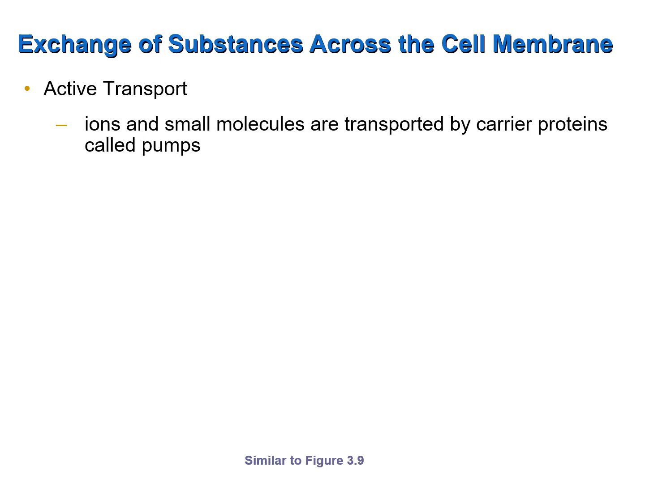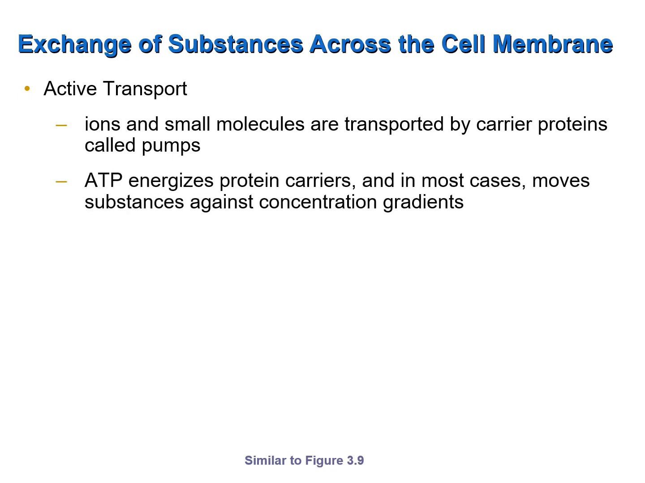Active transport utilizes special carrier proteins called pumps to move ions and small molecules like amino acids and monosaccharides across the plasma or cell membrane. Pumps are simply carrier proteins that utilize ATP. ATP energizes the protein carriers and in most cases moves the substances against their concentration gradients, that is, from low concentration to high concentration. This helps to maintain the concentration gradient.